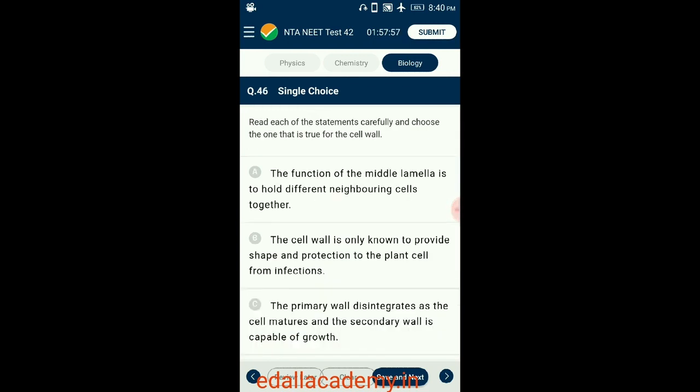Question number 46. Read each of the statements carefully and choose the one that is true for the cell wall. The middle lamella is a layer mainly of calcium pectate which holds or glues the different neighboring cells together. The cell wall and middle lamella may be traversed by plasmodesmata which connect the cytoplasm of neighboring cells. So the answer for this question is option A. The function of the middle lamella is to hold different neighboring cells together.